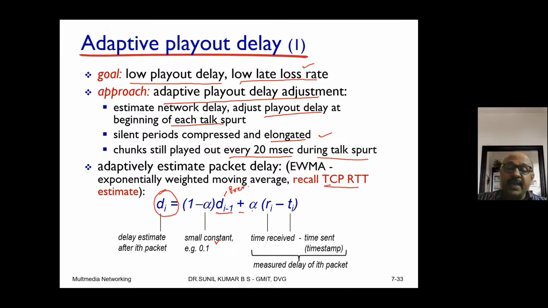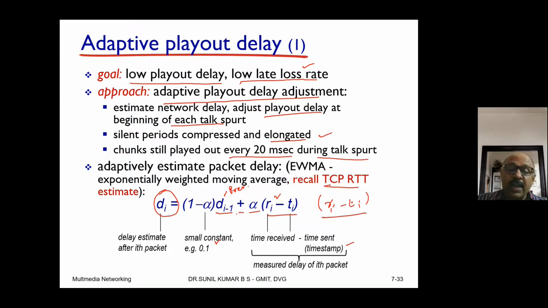Then that is added to alpha, again the same constant, multiplied by Ri minus Ti. What is Ri? The time at which the chunk is received at the receiving point. What is Ti? It is the time at which it was sent. It is also called the timestamp. So Ri minus Ti is the actual delay, and it is the basis for this calculation.